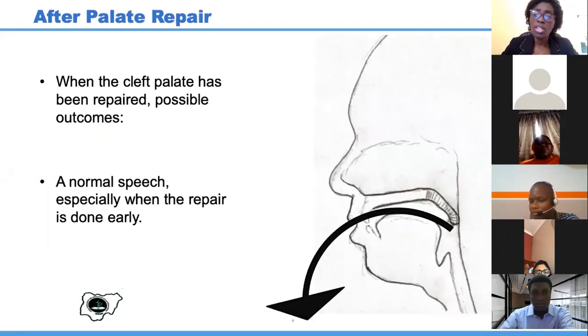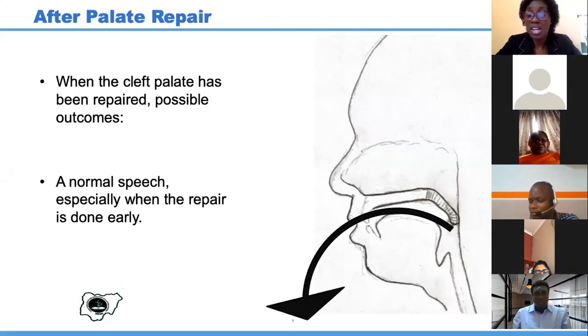So the possible outcomes that you can have following a palatal repair, it can be one, a good speech outcome. In this case, the soft palate is shutting off the nasal cavity adequately so that when the sounds are produced, it comes straight into the mouth. That's for the high pressure sounds. The soft palate is intact and there's no escape of air.